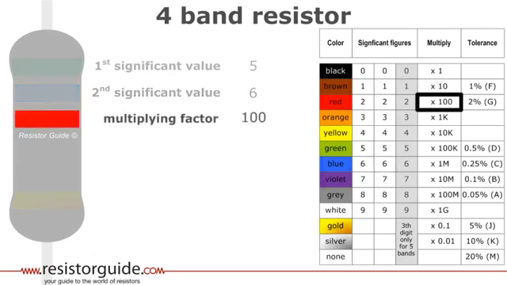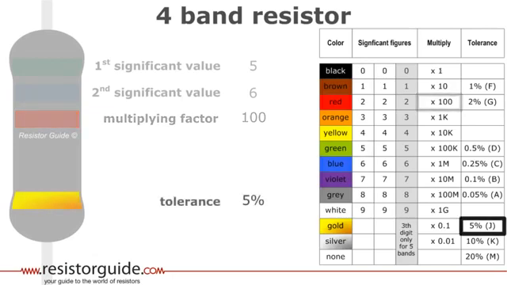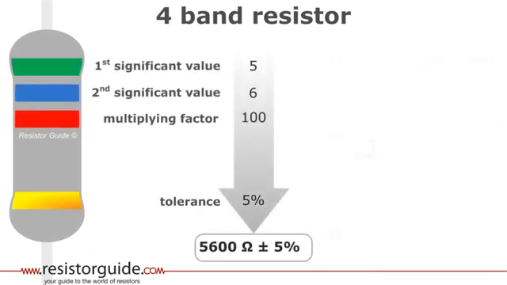For a 4-band resistor, the third band is the multiply factor. Red means a multiply factor of 100. The fourth band represents the tolerance, and gold means a tolerance value of 5%. The resistor has a value of 56, or 56 times 100, or 5600 ohms with a tolerance of 5%.